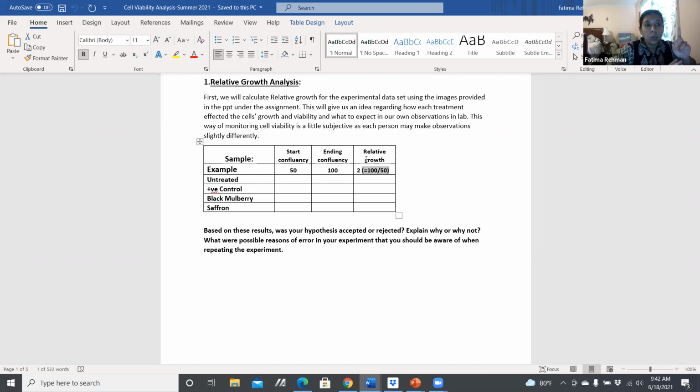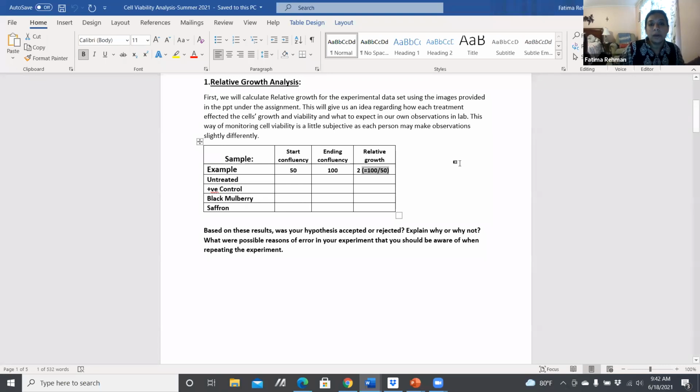If the number is 1, that means the cells neither died nor grew. They remained overall stable in the cell number. If the number is above 1, that indicates the cells were dividing and now there are more cells, there's more coverage of the image than at the start of the treatment. If your number is below 1, that means the cells were dying and were not getting replaced. So there was some either growth arrest or cell death happening in that culture.